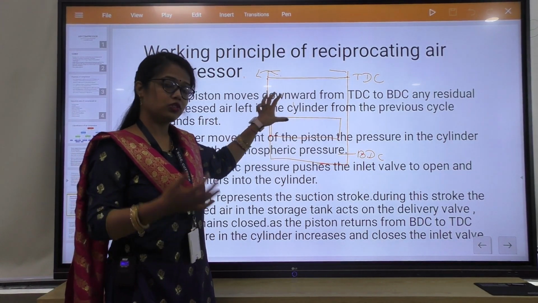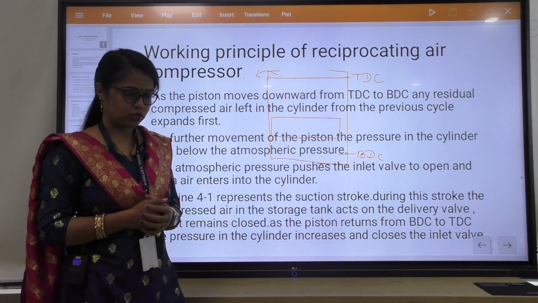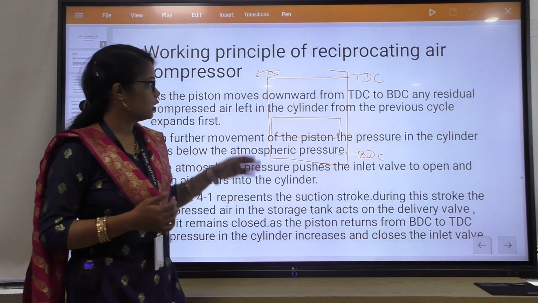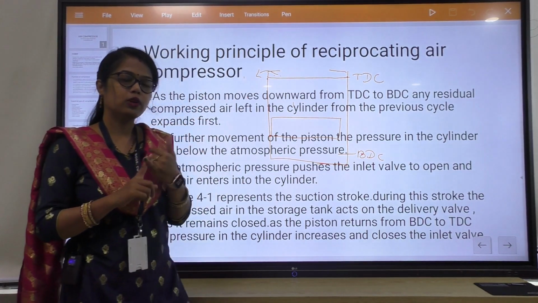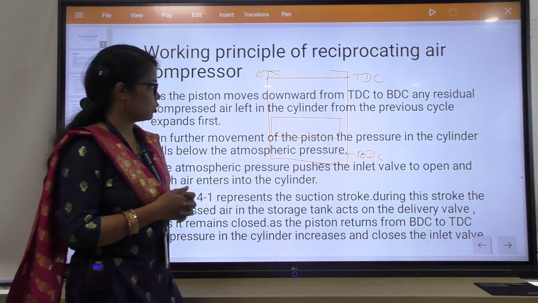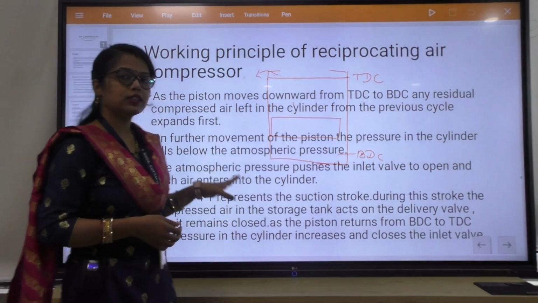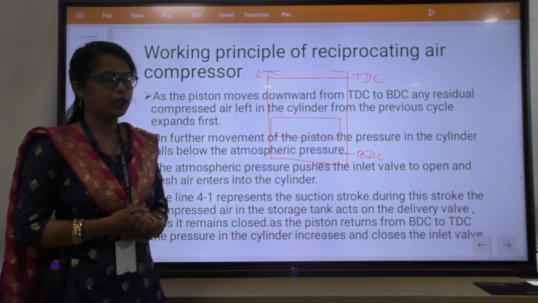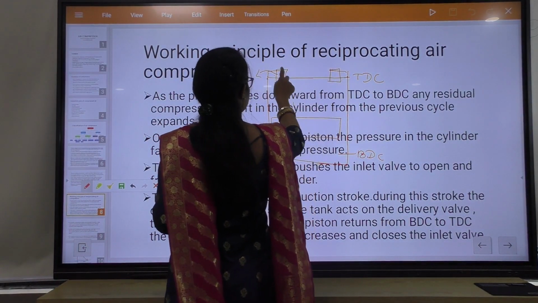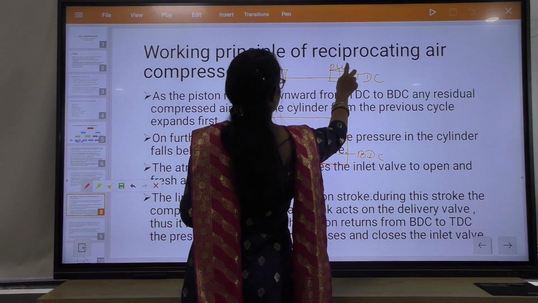The pressure gradually decreases below the atmospheric pressure. Okay, and when the pressure decreases below the atmospheric pressure, then what will happen? The air will flow from the high pressure to the low pressure. Then the atmospheric pressure pushes the inlet valve to open. There are two valves. I told you in the previous class about the inlet valve: first is the inlet valve and another is the outlet valve.